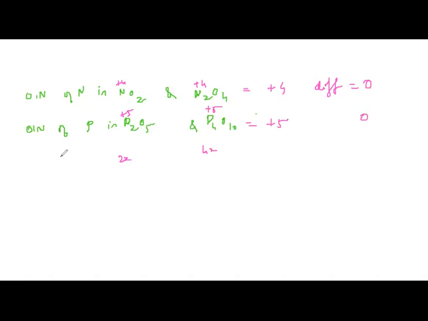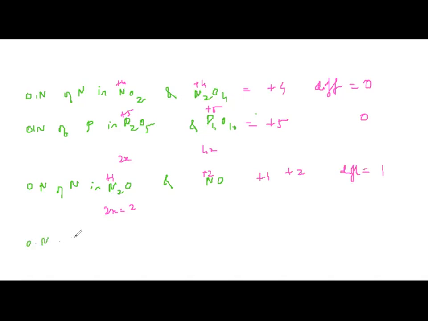Take the next option. Oxidation number of nitrogen in N2O and NO. How much is it? Work out. N2O, 2x is equal to 2, x is equal to 1, so plus 1. Then here, x is equal to plus 2. So here it is plus 1 and here it is plus 2. The difference is 1. Take the last option.